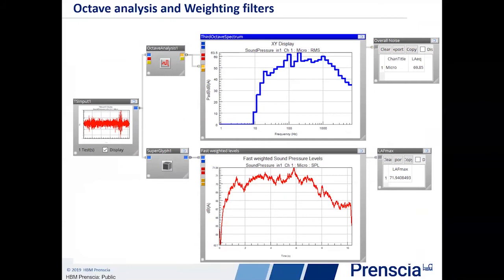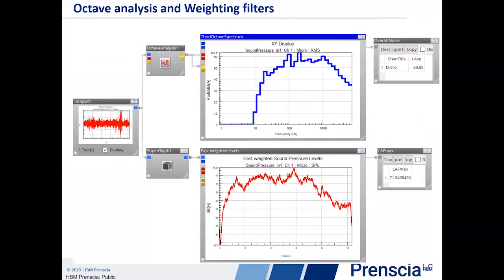All right. So here, these are some spectra obtained directly with a few of the VibeSys tools, the octave analysis glyph and another glyph. These are on the top. This is the third octave spectrum of the raw sound pressure signal that you see on the left side, displayed in third octave bands. Yes, we have the ability to display them in 12th or 24th octave bands, no problem.